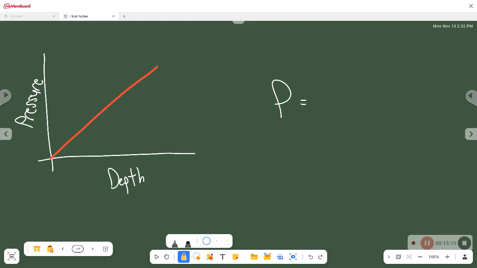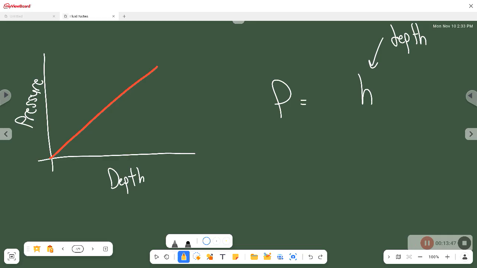The first thing that we're going to add, we know that as depth increases, pressure increases. So let's add depth to this equation. So we're going to use h to represent depth. Depth meaning how far below the surface of the fluid you are. Okay? So, if you're hopping into a pool of water, it's how far below the surface of that pool you are. Okay?